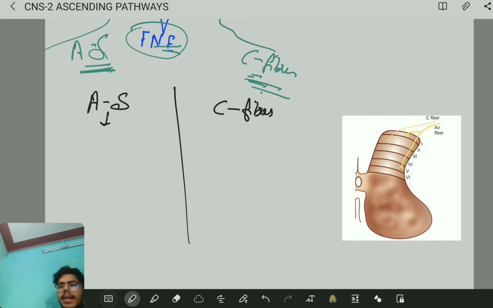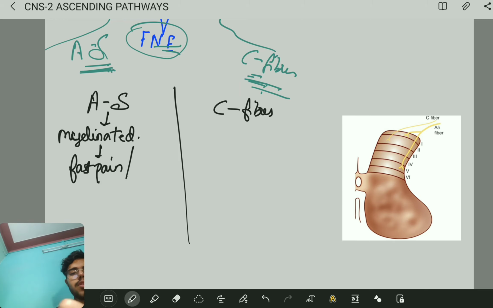Similarly, A delta fibers are more myelinated. Now you tell me, if I say the word myelinated, are they fast conduction or slow conduction? Fast conduction. We are talking about pain here, so it will be fast pain. That's it. Not only fast pain, we call this first pain.